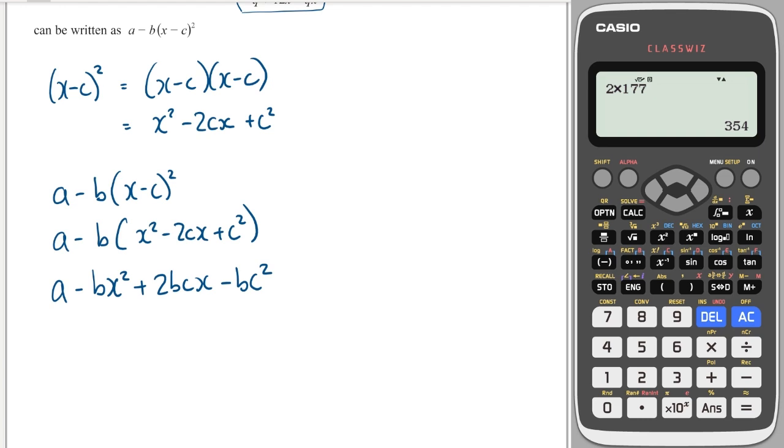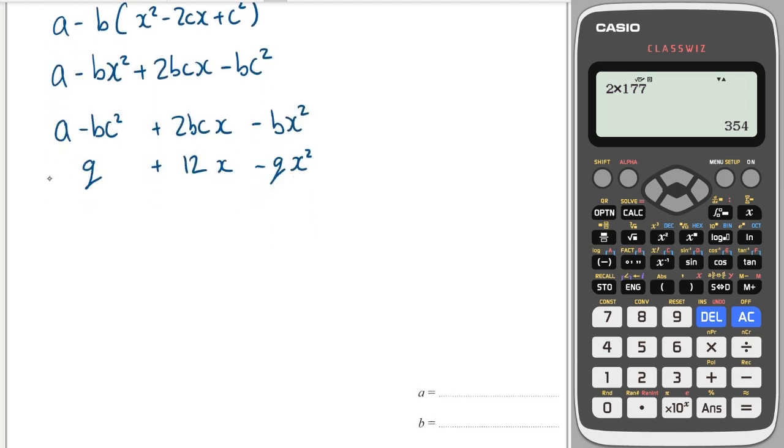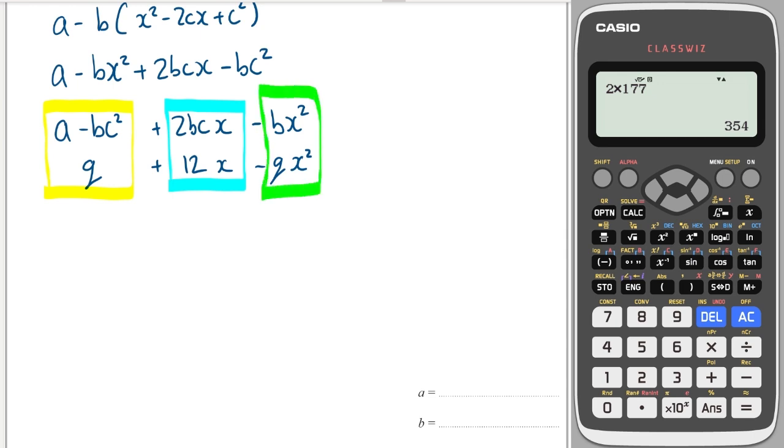Okay, great. So let's write all of the terms which have no x in it first. So an a minus bc squared. The term which has just an x, and then the term that has just x squareds. And let's compare that then to q plus 12x minus qx squared. Okay, so now we have the constants, we have the x's, and we have the x squareds. And these should all line up perfectly.